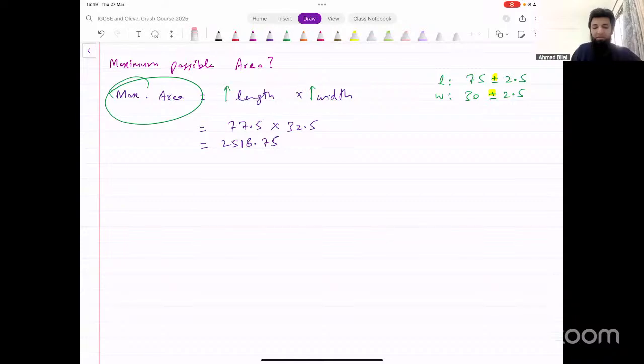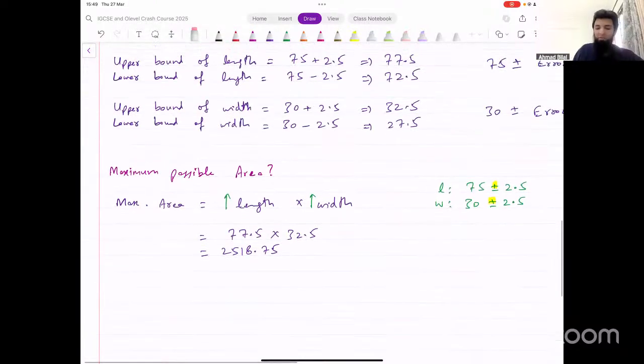So if you want to have the maximum possible value of area, the length would have to be maximum and the width would also have to be maximum in this case. Okay. So we use the maximum possible values for both of them.